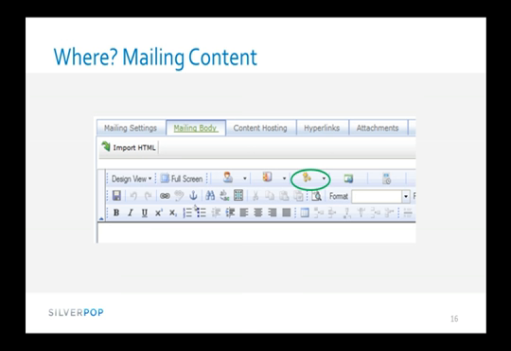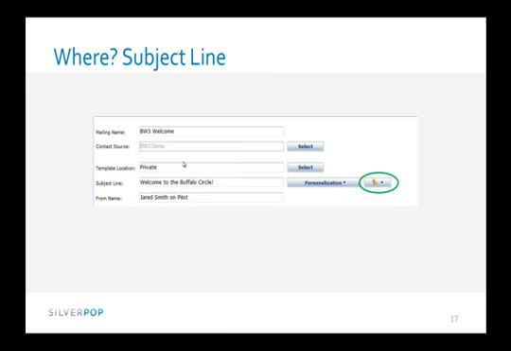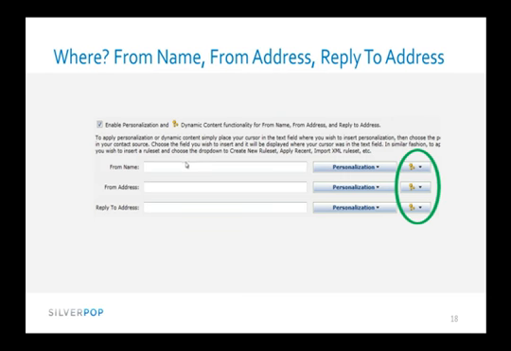Anywhere you see these little stars that are circled, that's where you can use your dynamic content rule set. You can use it in your mailing content, in the subject line, and in the from name, from address, and reply to address of your emails.